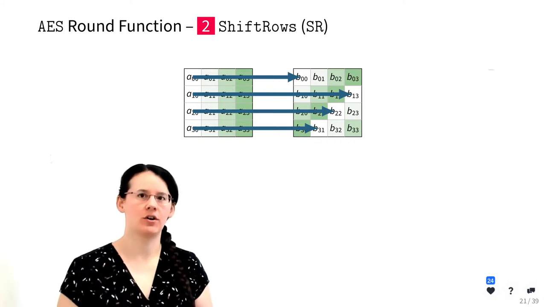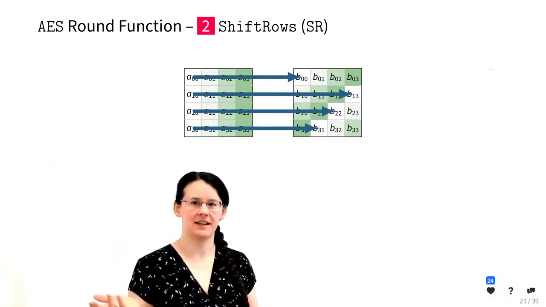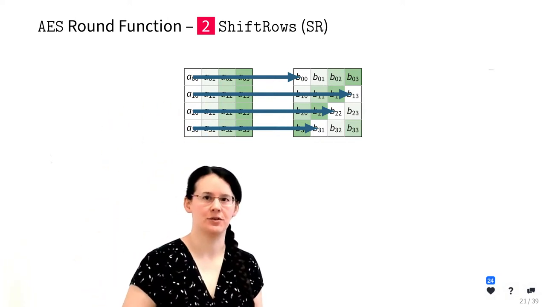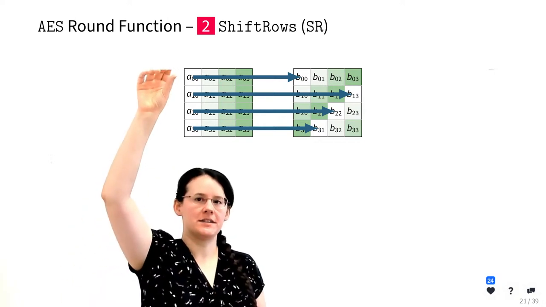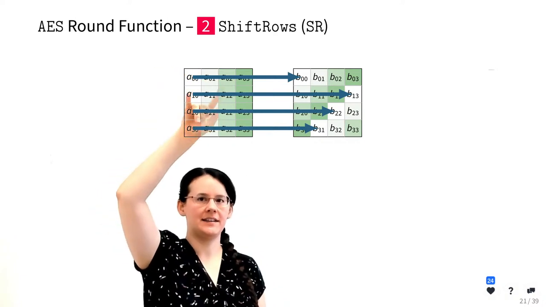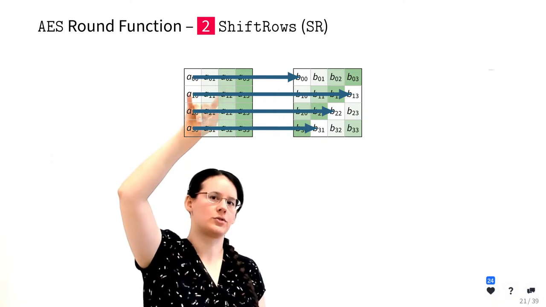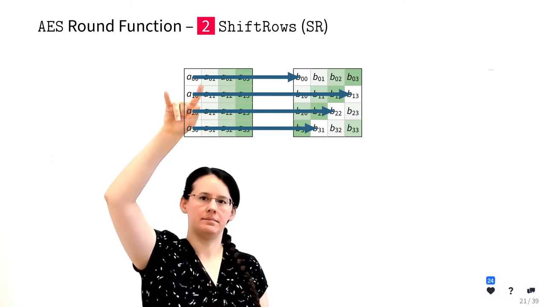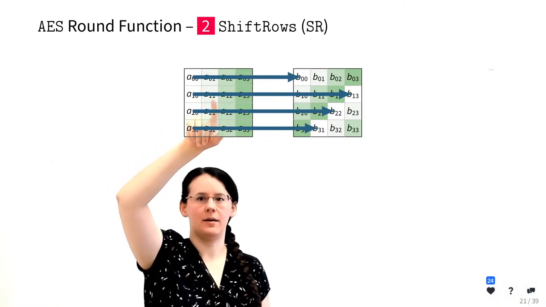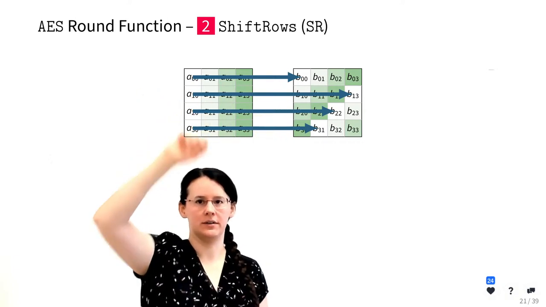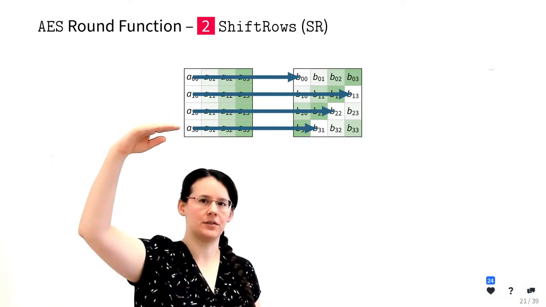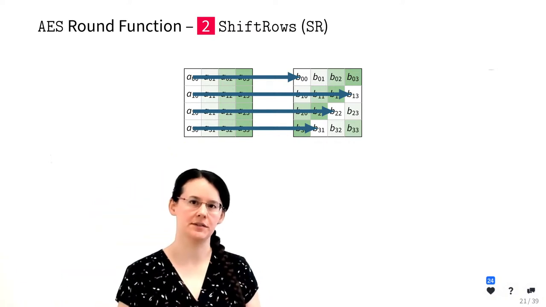The second operation is called shift rows, and it does exactly that. It shifts the rows of the matrix. Zeilen is the German term for it. And shifting means the following. For the first line, nothing happens. For the second line, the line is taken and rotated by one position to the left. So the thing that was the second entry becomes the first entry after the output and so on. The third row is rotated by two positions, and the last row is rotated by three positions.